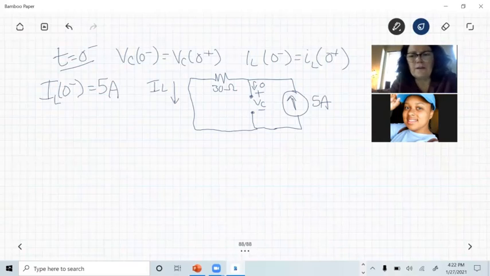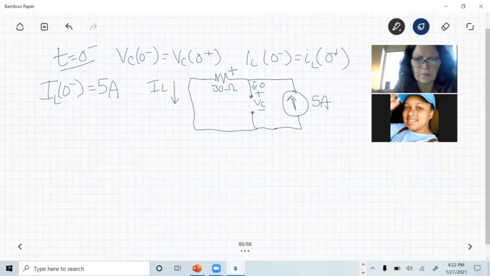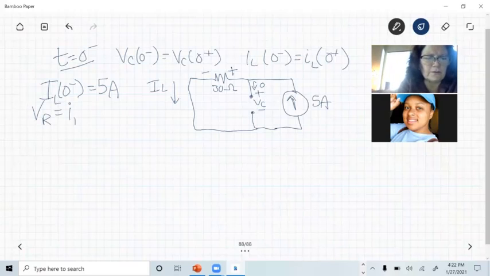If we want to find the voltage across the capacitor, I'm going to put currents flowing into the resistor. So I'm going to put a plus here and a minus there. I can find the voltage across the resistor using Ohm's law. It's in series with IL, so it'll be the same thing as that, times R, 5 times 30 gives me 150 volts.